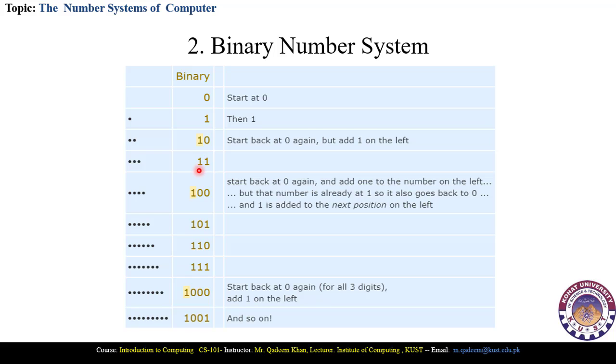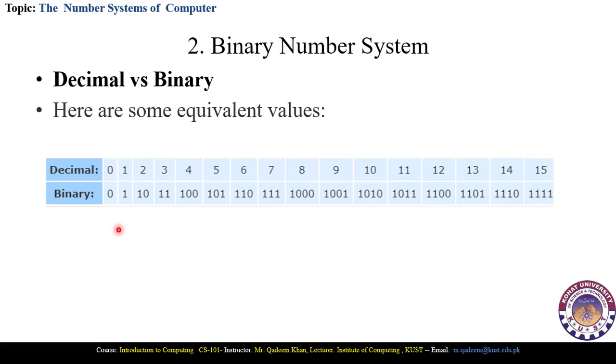Next is 1 1. It is not eleven, it is just 3 here, meaning 3 items. And this is 4, so 4 items here. Similarly this is 5, and similarly 6, 7, 8 and so on. These are all different binary numbers which represent certain values.